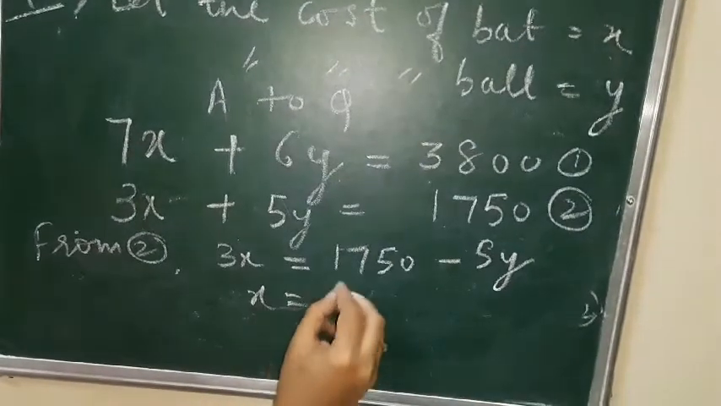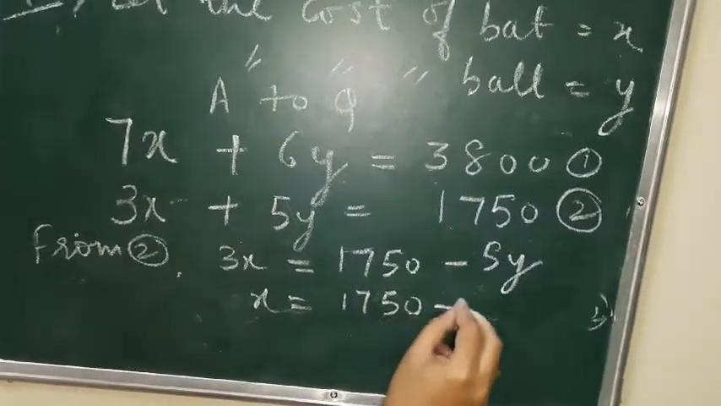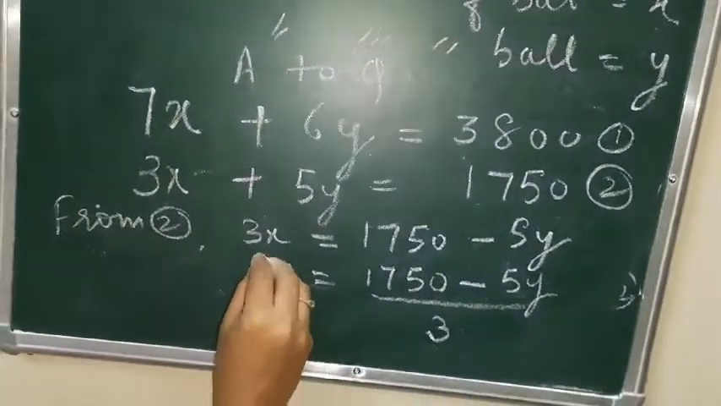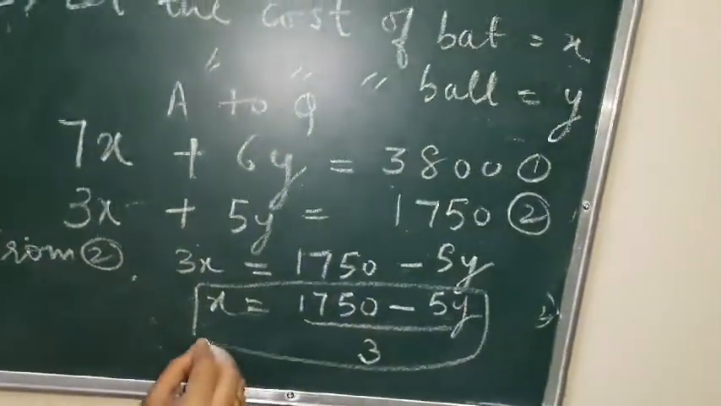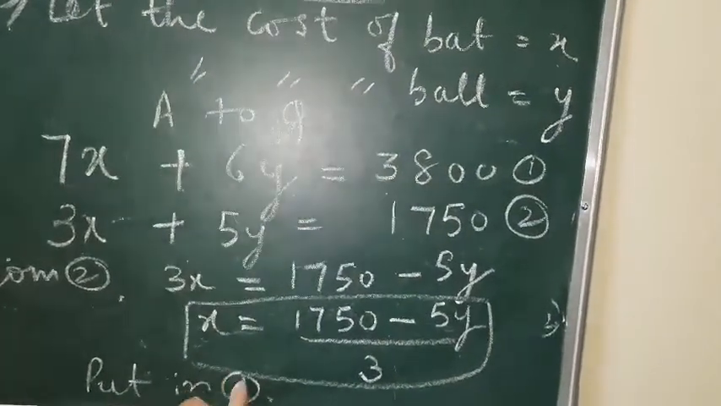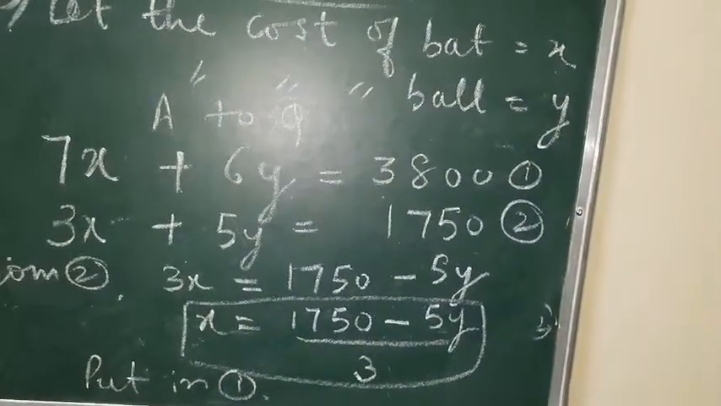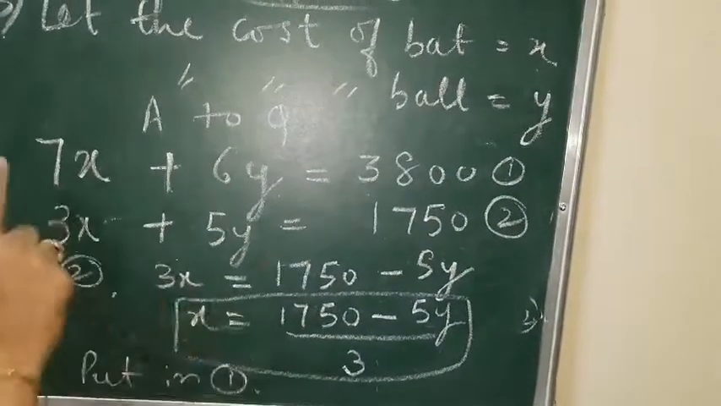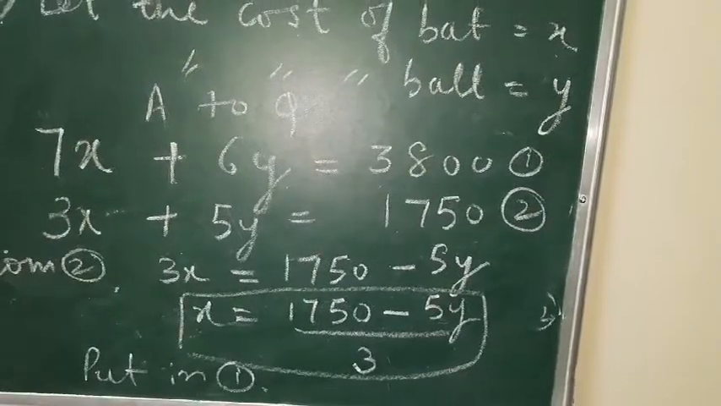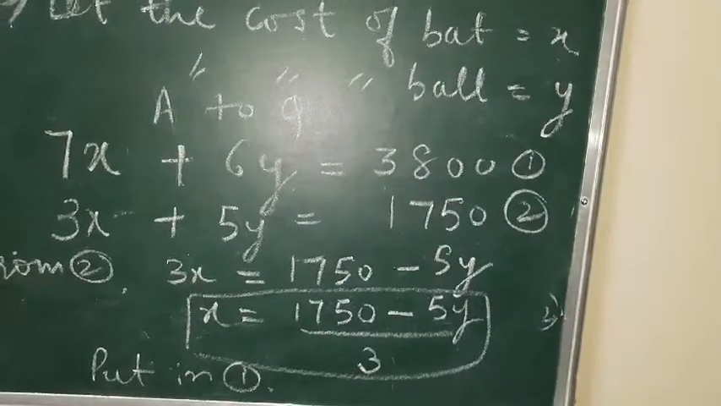Now bring this x to the denominator: x equals (1750 minus 5y) upon 3. So this is your value of x. Put this value in equation 1. The calculation will be a little complicated here because you have to multiply 7 and 1750 and then divide also. So accordingly you will do the calculations and solve it.